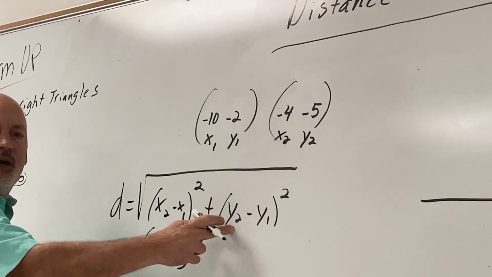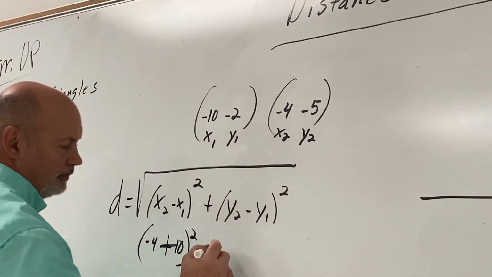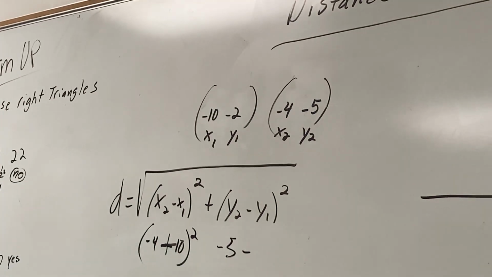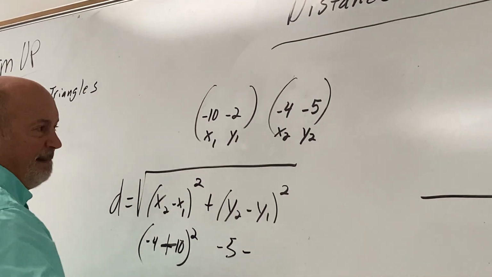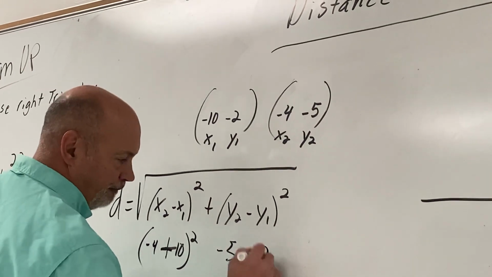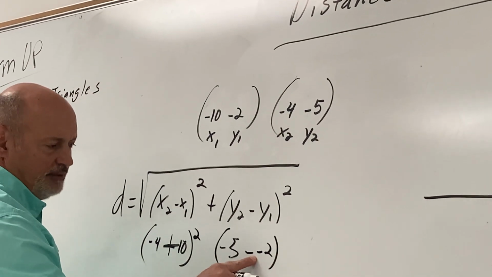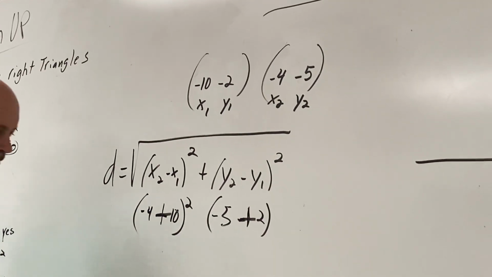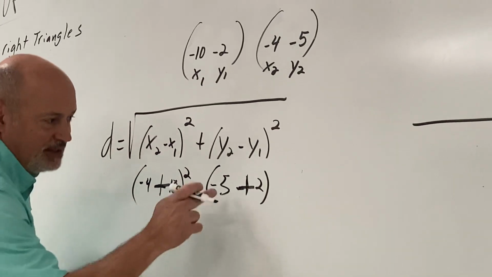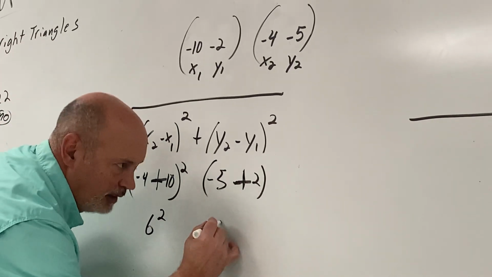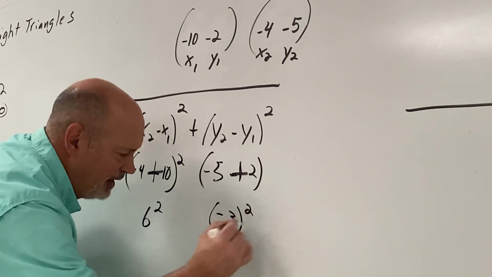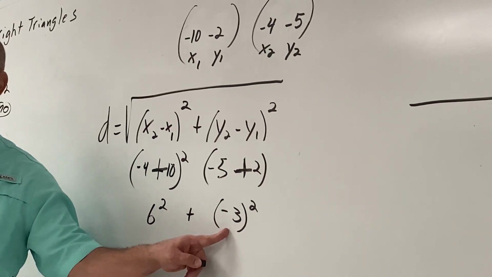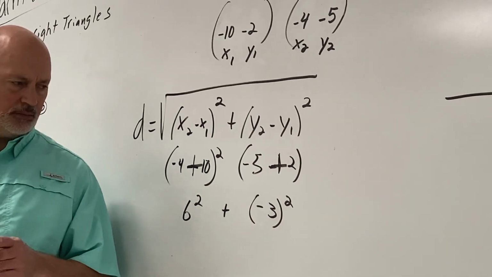What's y2? -5. Minus, what's y1? -2. What do I do with these negatives? All right, what's -4 plus 10? 6. What's -5 plus 2? -3. Now you need to be careful here. What's -3 squared?